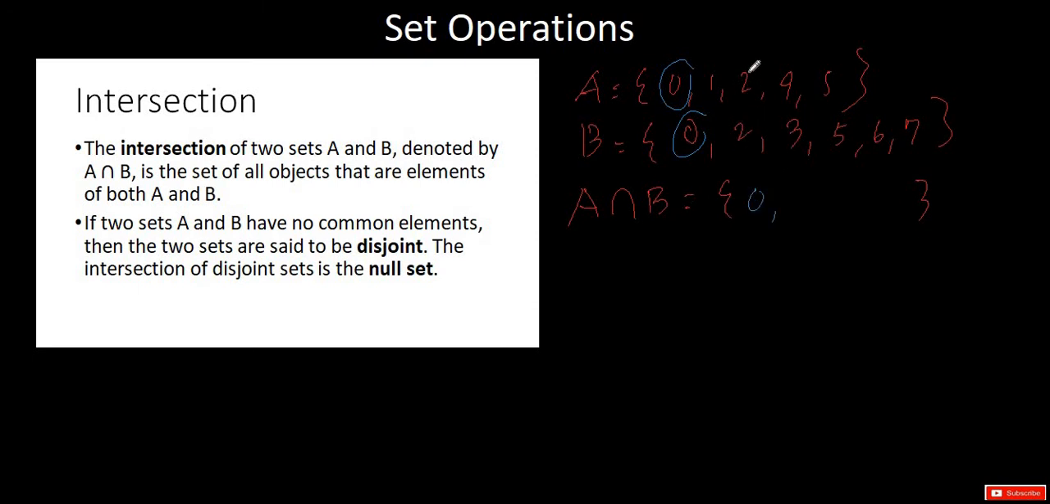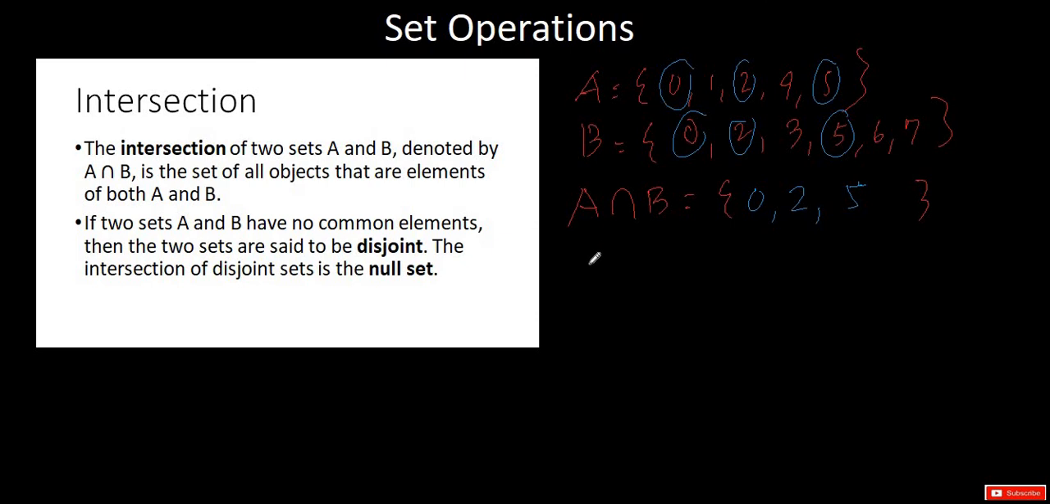Another common element, we have 2. So another element of the intersection is 2. Another common element, we have 5. Okay, what else? There are only 3 common elements of both set A and set B. So these are the elements of the intersection of set A and set B: 0, 2, and 5.